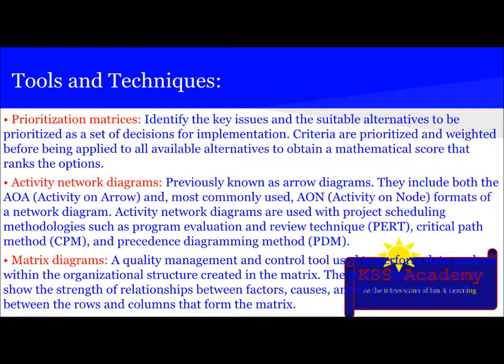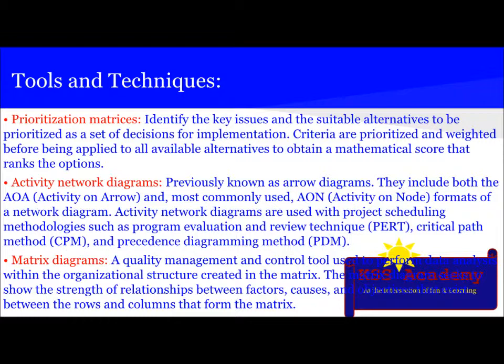The next technique is the activity network diagram, previously known as the arrow diagram. They include both the activity-on-arrow and the most commonly used activity-on-node formats of a network diagram. Activity network diagrams are used with project scheduling methodologies such as Program Evaluation and Review Technique, also known as PERT, Critical Path Method, also known as CPM, and Precedence Diagramming Method, also known as PDM.